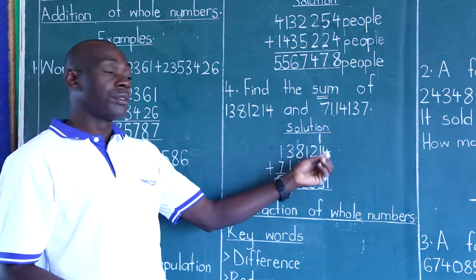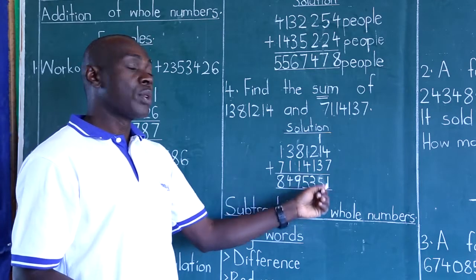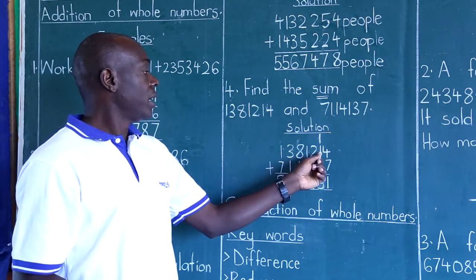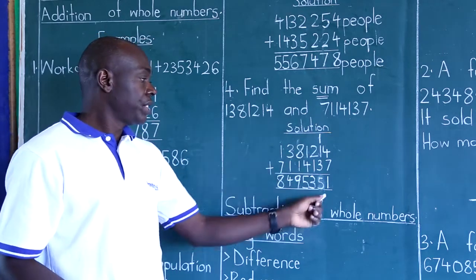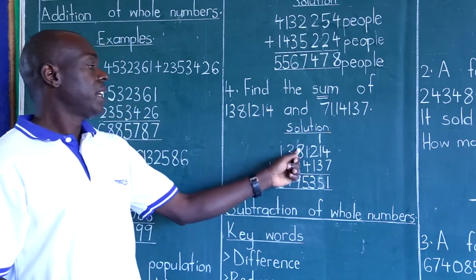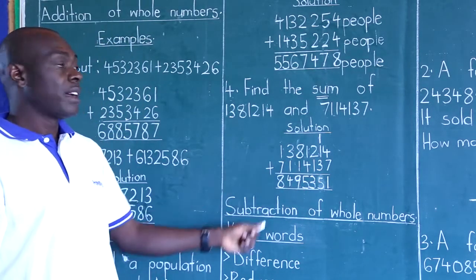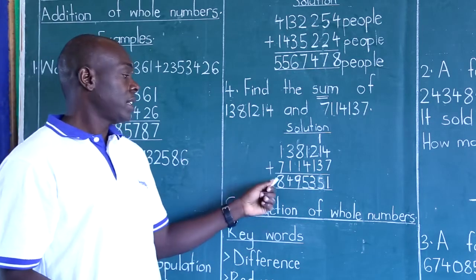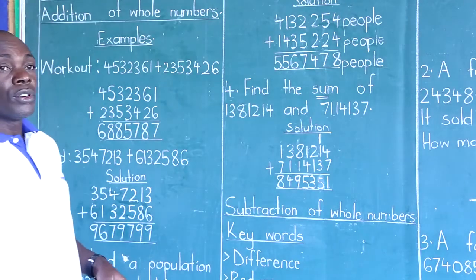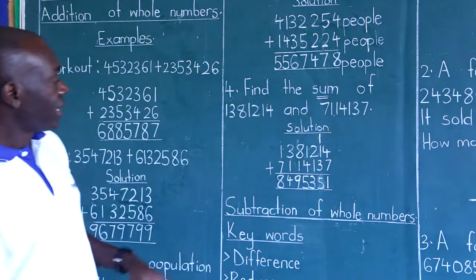Maybe repeat for that one. If you don't understand, it's regrouping. We say 4 plus 7 is 11. Write 1 under ones and regroup 1. That is 1 plus 1 is a 2. 2 plus 3 is a 5. Then 2 plus 1 is a 3. 1 plus 4 is a 5. 8 plus 1, you get a 9. 3 plus 1, you get a 4. And then 1 plus 7, you get 8. Then you get the answer as 8,495,351. That is what's called a sum.